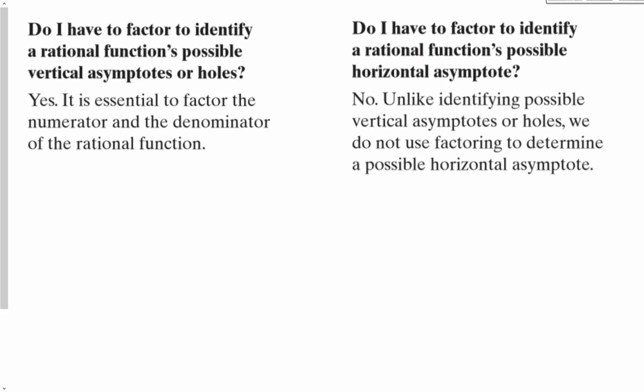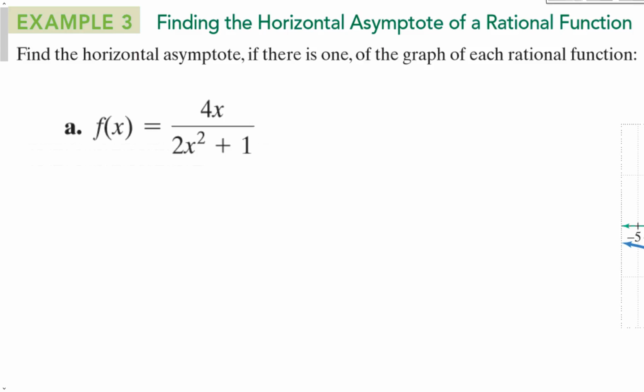So, do you have to factor to identify a rational function's possible vertical asymptotes and holes? Yes, of course. You must factor to see what cancels and to find the zeros of the function. Do you have to factor to identify a rational function's possible horizontal asymptote? No, because we want to compare the leading coefficients, and it's harder to do when it's factored as opposed to easier. So, find the horizontal asymptote, if there is one, on the graph of each rational function.